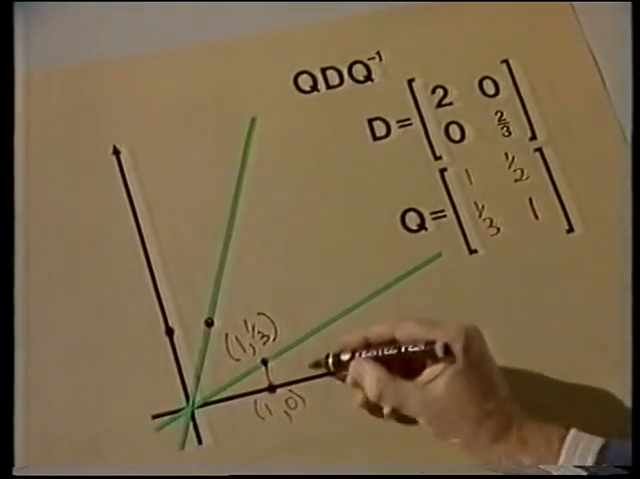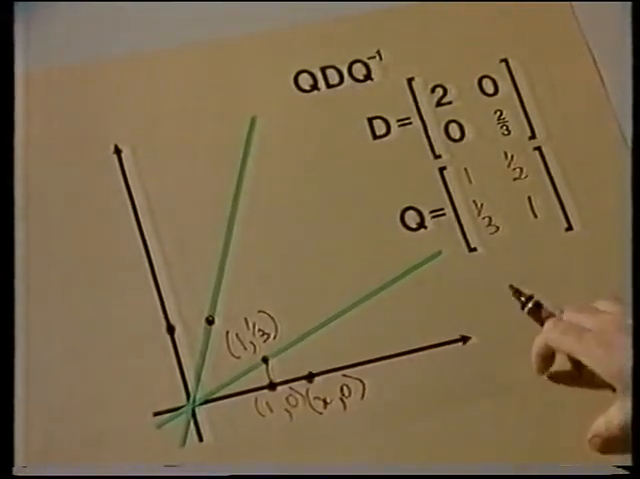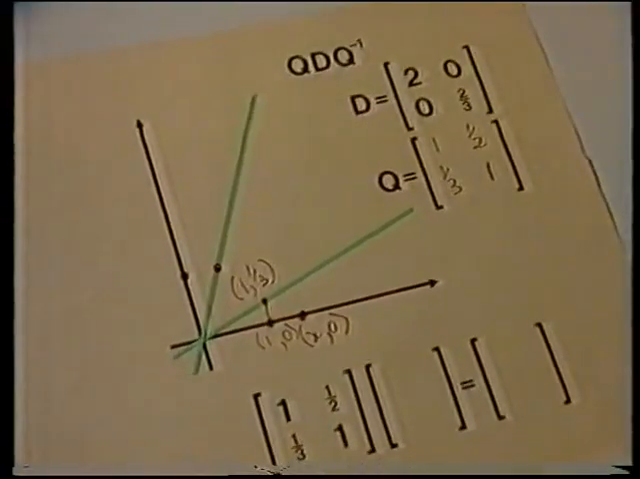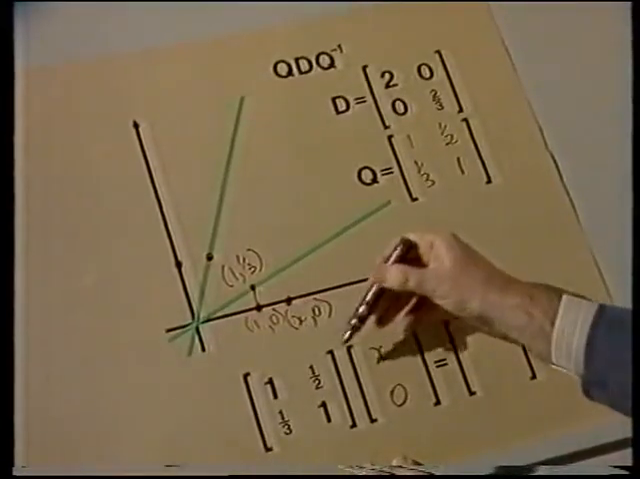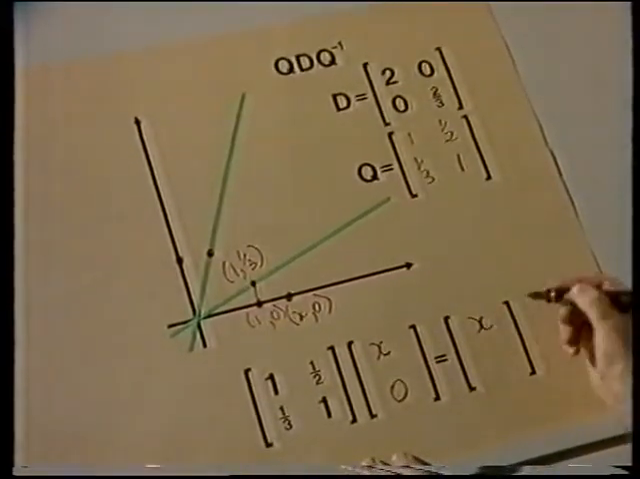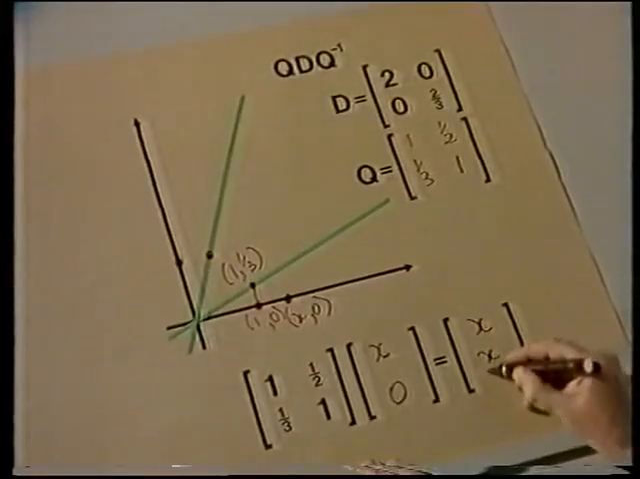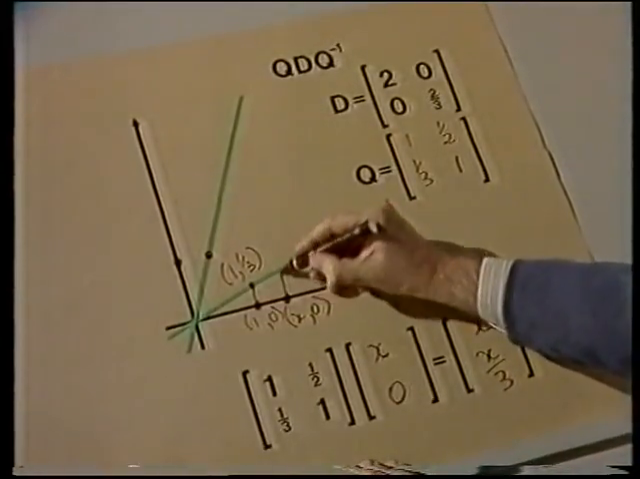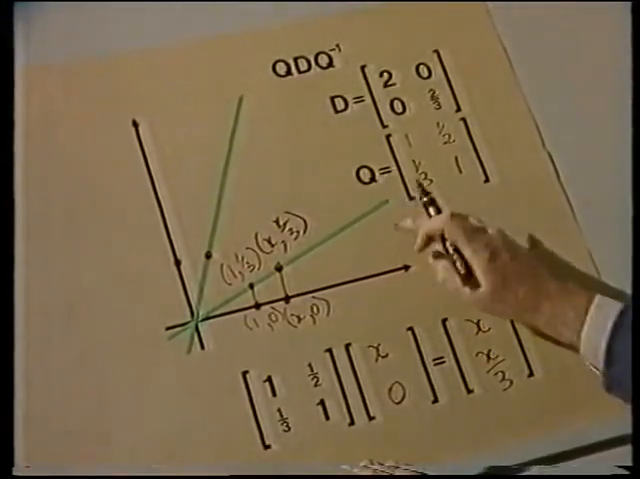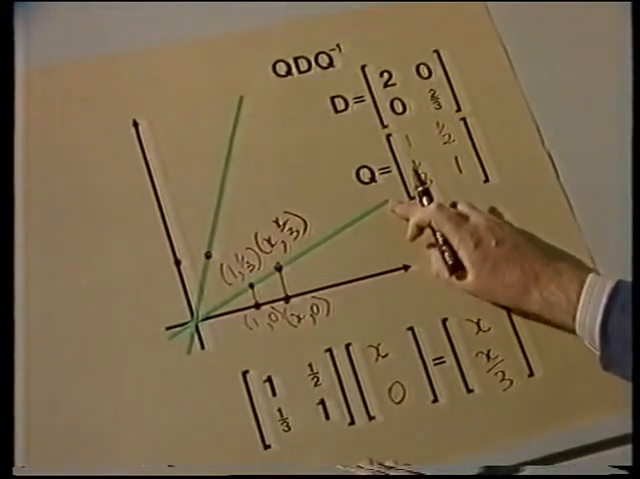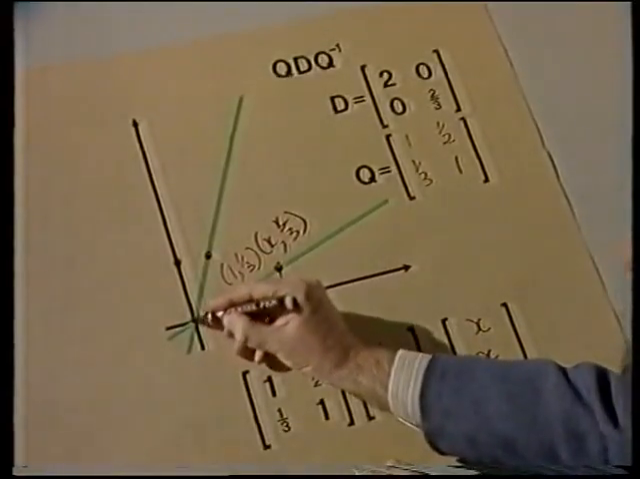All right, let's just check that any point on the x-axis does get transformed to the first eigenline. So let's look at the point with coordinates (x, 0), and let's see what happens when we apply the matrix Q to that. It's 1 times x plus 1/2 times 0, which gives us x, and then 1/3 times x plus 1 times 0 gives me x over 3. So we have this point up here, (x, x/3), which sure enough is on that eigenline.